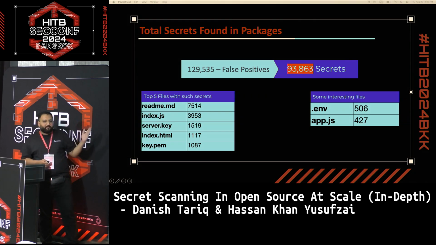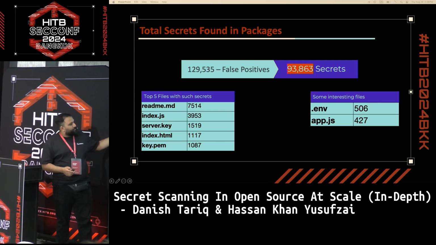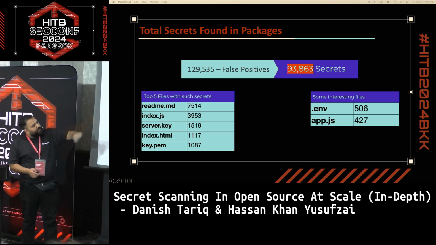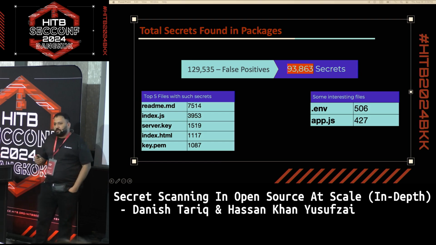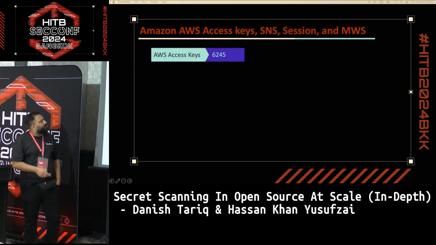So the most common files in the NPM were these ones, and obviously other files, and some interesting files were obviously the .env, and again readme was the most common file within the NPM as well, causing the leakages, right?